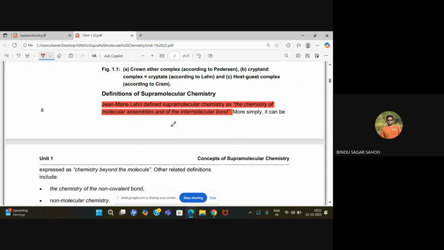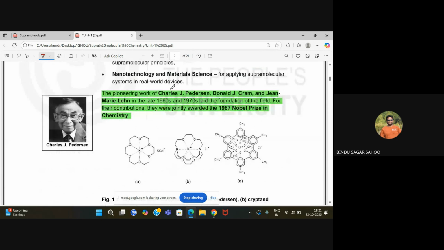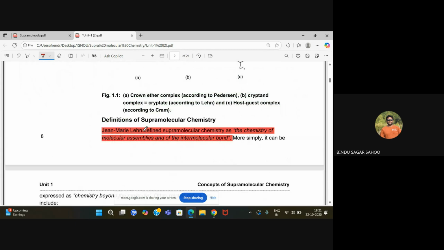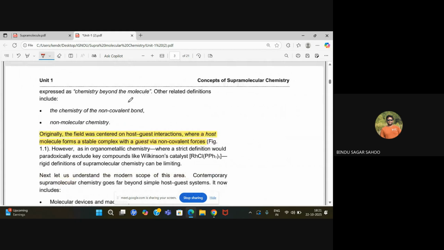So Jean-Marie Lehn is different. He is defined as the father of supramolecular chemistry, or the chemistry of molecular assemblies or intermolecular bonds. For this invention of supramolecular chemistry, Jean-Marie Lehn is popularly known as the father of supramolecular chemistry. Okay, so sometimes it is also called the chemistry of non-covalent bonds due to its non-covalent interactions.